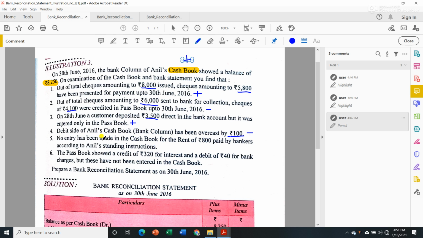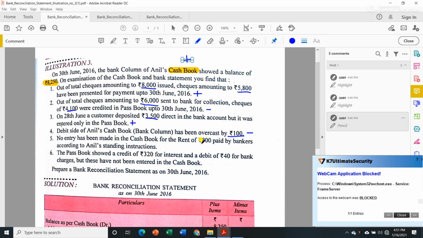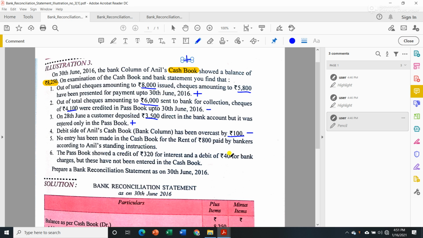The next is, no entry has been made in the cash book for the rent of 800 paid by bankers according to Anil's standing instructions. Means Anil already gave instruction to his bank that 800 should be paid as rent, monthly or yearly, we don't know, but he already gave instruction to his bank to pay rent of rupees 800. So it was not recorded in cash book, so we have to deduct this payment of 800 from our cash book.